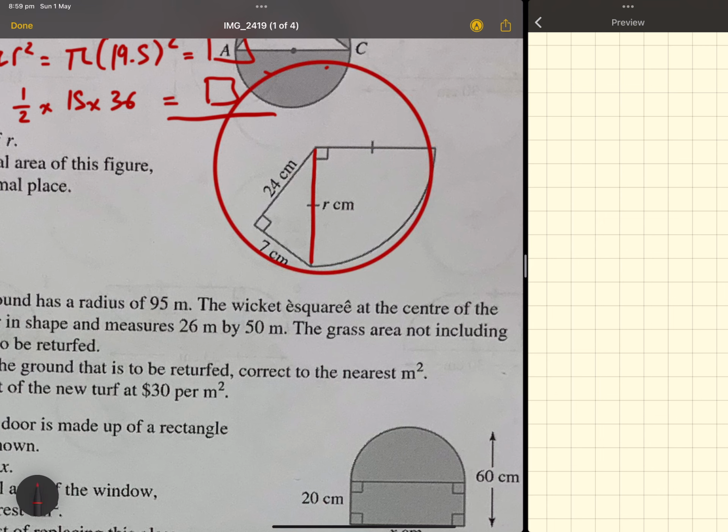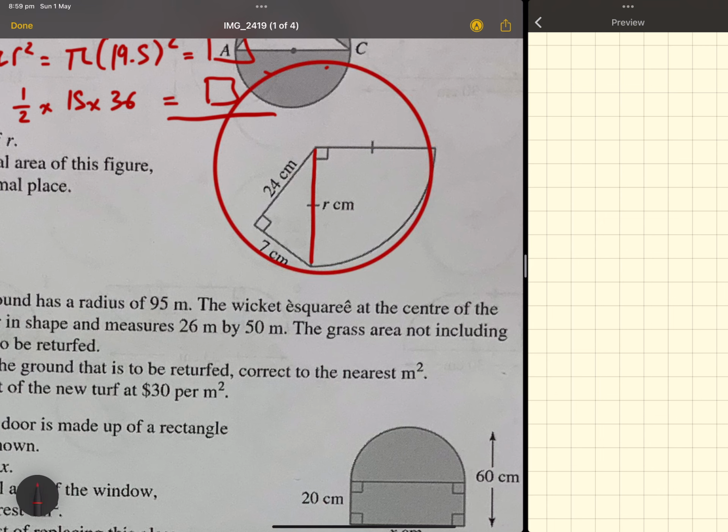Then we're going to do the area of the circle, or in this case, the quarter circle. And that is going to equal 1/4 times pi times the radius squared. Radius is 25 squared. And you're going to get an answer there. And what you've got to do is add these two areas together, to get the full area of this shape. You can do that.